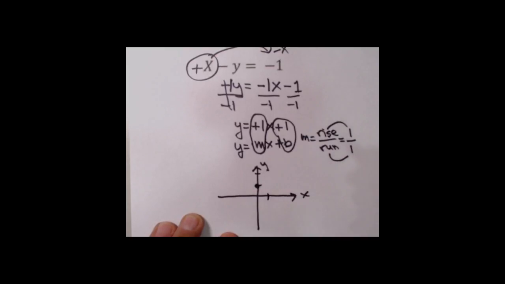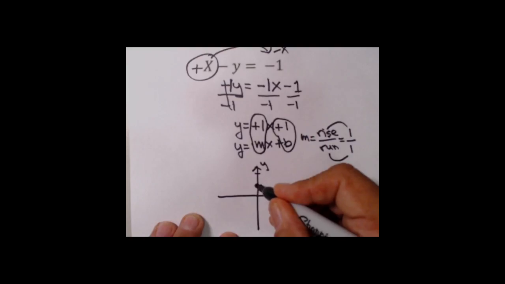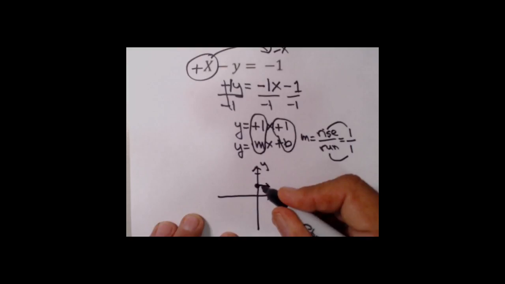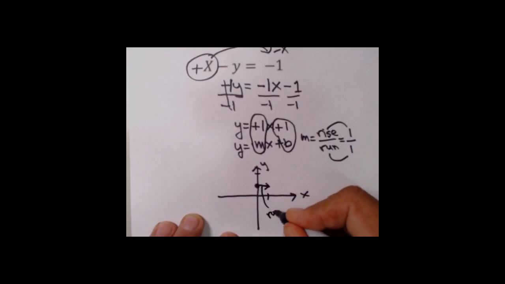So here are a couple more tick marks for us on the x and y axes. The first thing we do is run 1. Notice this is a positive 1. We're starting right from our intercept point. So plus 1 in the horizontal direction, in the x direction, means our run equals plus 1.